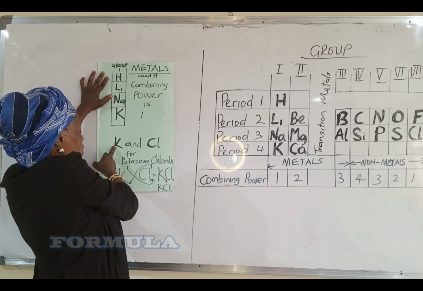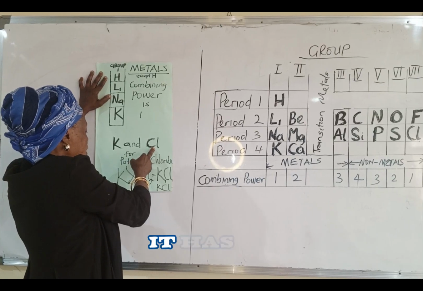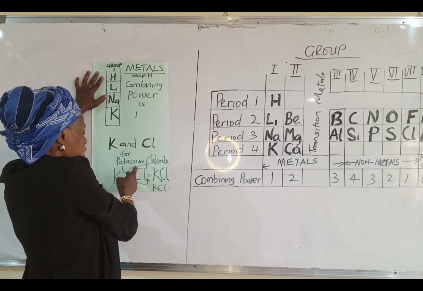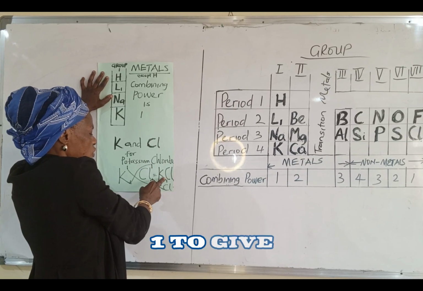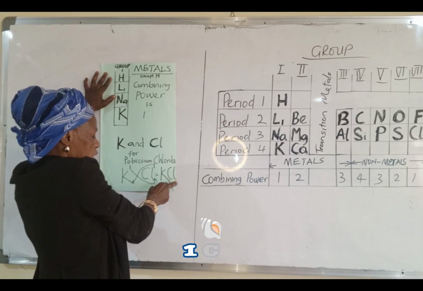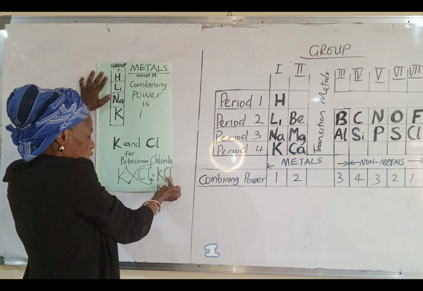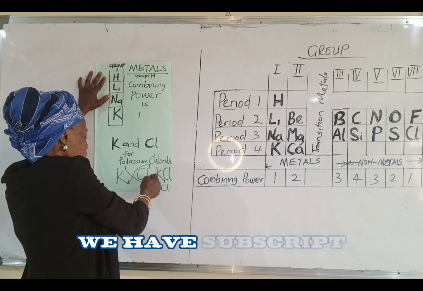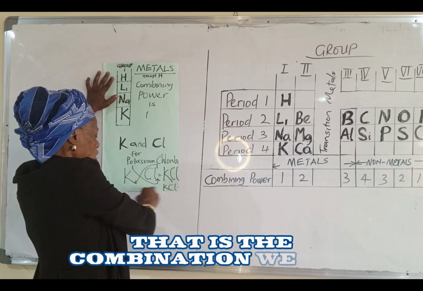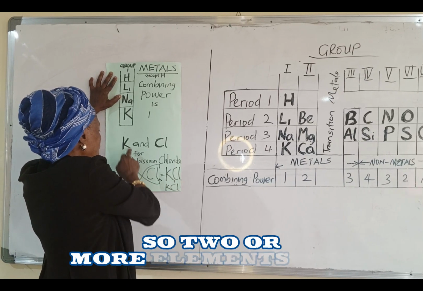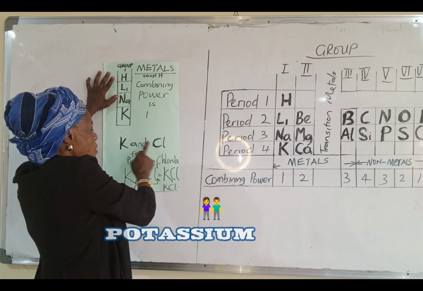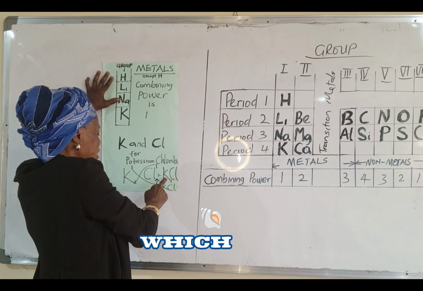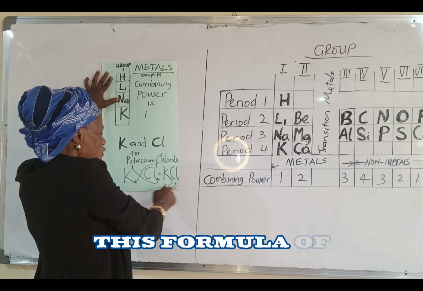Now, if we want to write the formula of potassium and chlorine, it has to be K with its combining power of 1, Cl with its combining power of 1 to give you KCl, K1Cl. Of course, if something has 1, 1, look at the way I have it. It gives a subscript here. We have a subscript here. That is the combination we are talking about. So two or more elements, potassium and chlorine, combine together to form potassium chloride, which is KCl. This is the formula of potassium chloride.